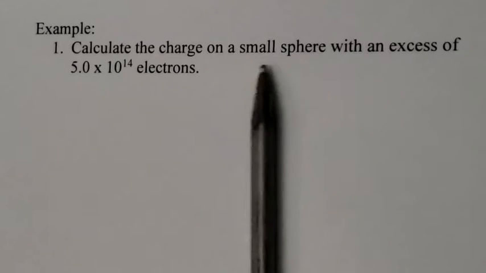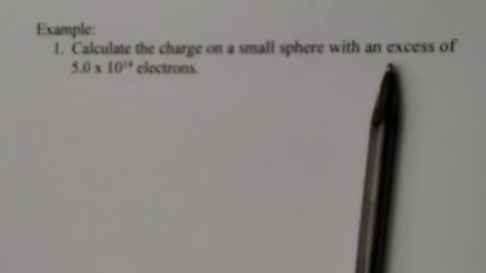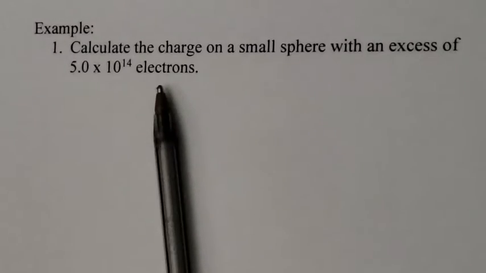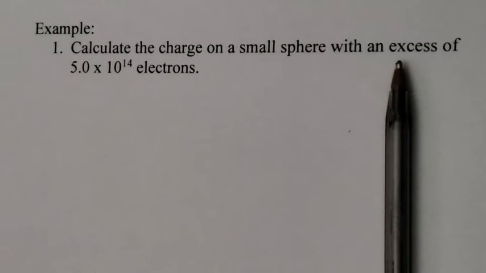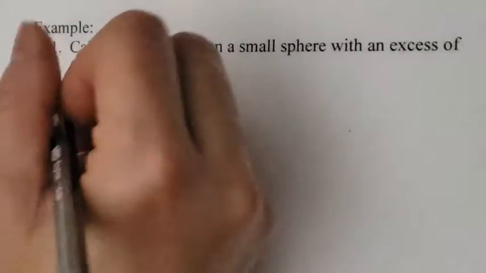Calculate the charge on a small sphere with an excess of 5.0 times 10 to the 14 electrons. Excess means we've added electrons. So there's two things that can happen. We can either add electrons or lose electrons. And you solve the question the exact same way. So we're looking for the charge Q.